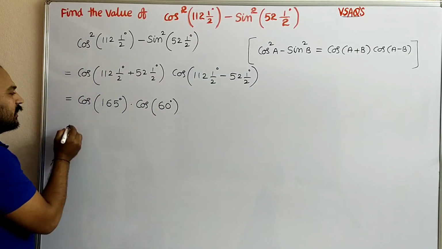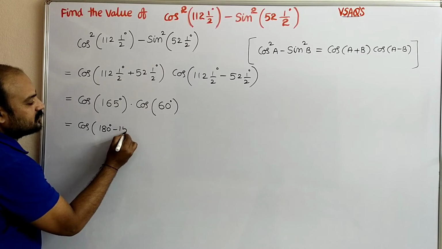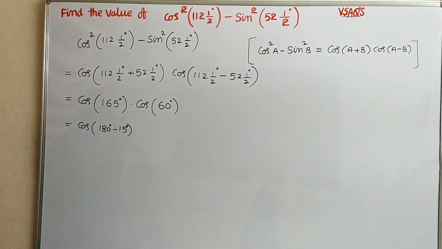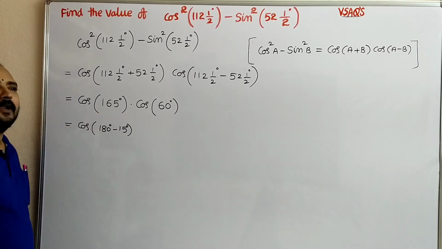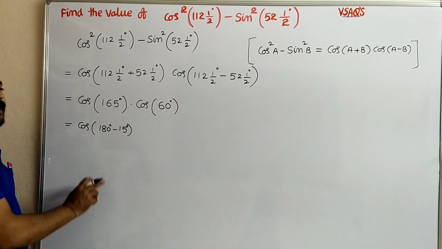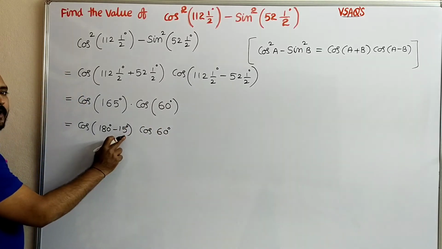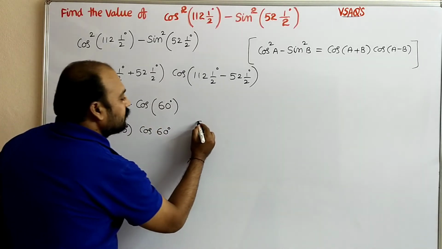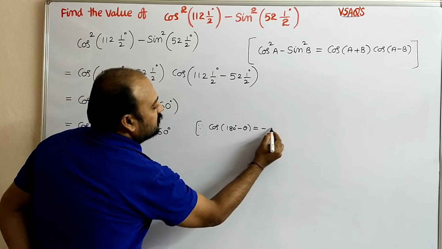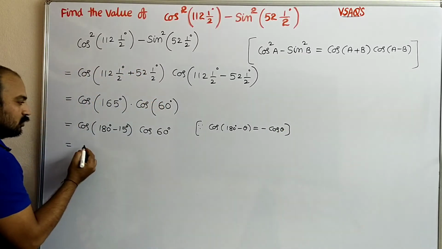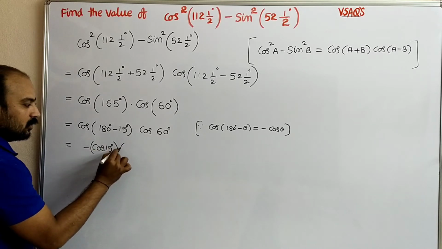So cos 165, we don't have any value. So what we have to do is write cos of 180 minus 15 degrees, or is there any other way? 90 plus 75 also we can write. Cos 60. Cos of 180 minus theta is minus cos theta. So minus cos 15 into cos 60.